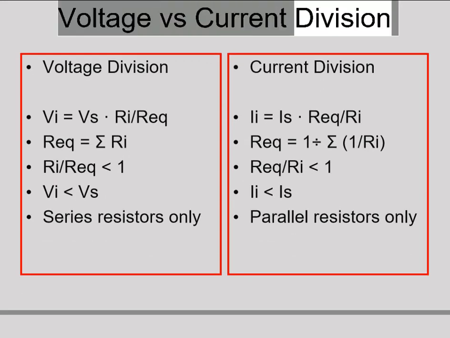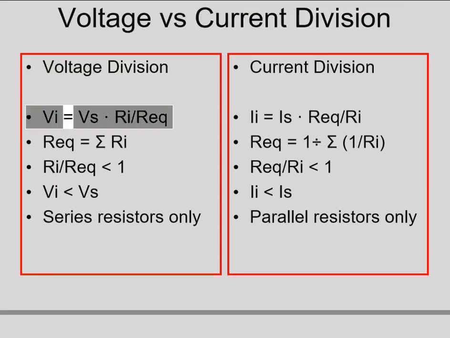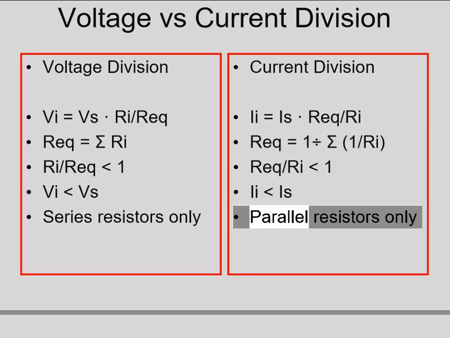Voltage versus current division. Voltage division: V_i equals Vs times Ri over Req, where Req equals the sum of Ri, for series resistors only. Current division: I_i equals Is times Req over Ri, where Req equals 1 divided by the sum of 1/Ri, for parallel resistors only.